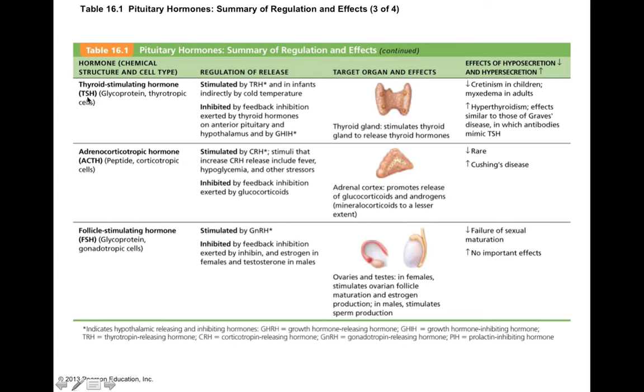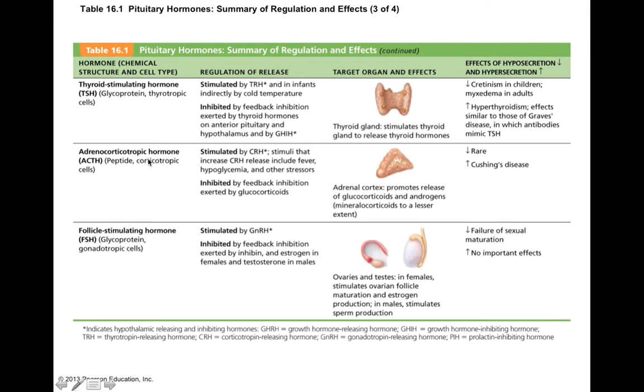Well, it turns out that the cells that release TSH, or thyroid-stimulating hormone, are stimulated by TRH, which is thyroid-releasing hormone, which was released by the hypothalamus. And that's that whole hypothalamic pituitary mechanism, which ultimately leads to the release of terminal hormones like thyroid hormone. That's going to be the last hormone in the chain. Now, we'll go into more detail about the effects of thyroid hormone in the next video.